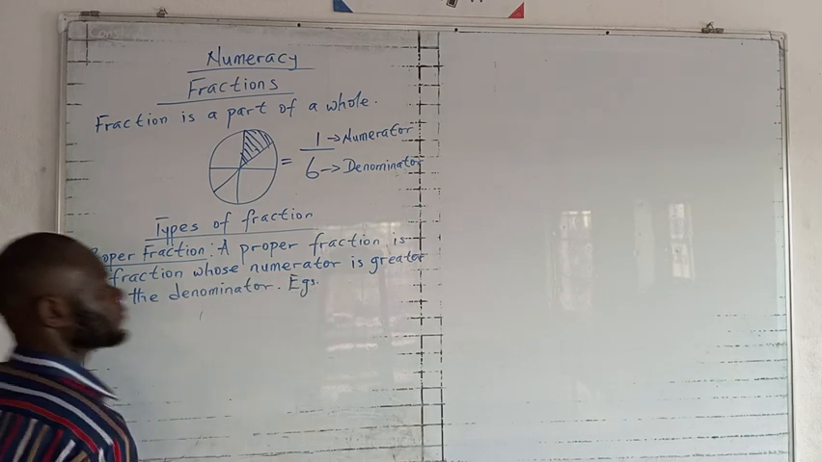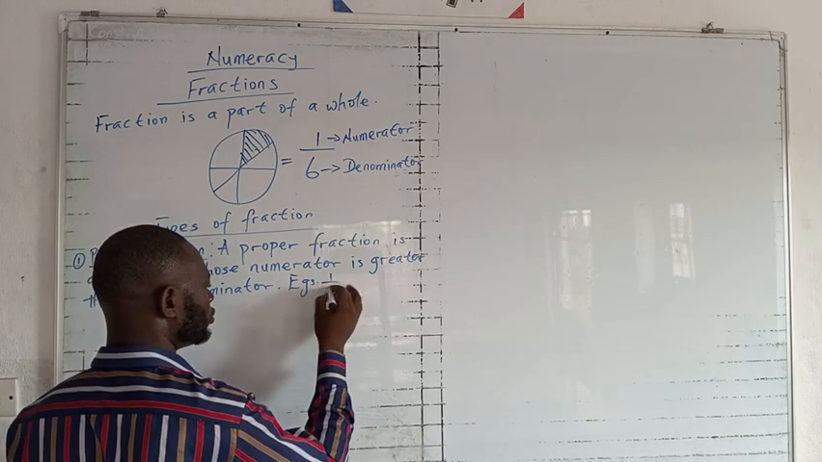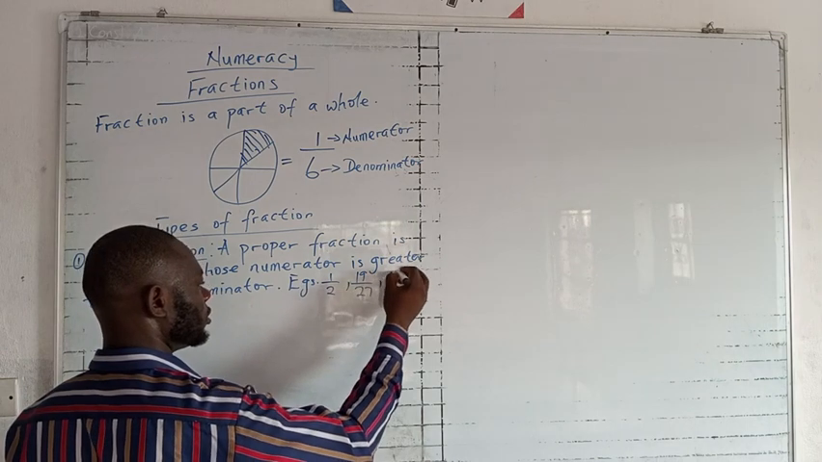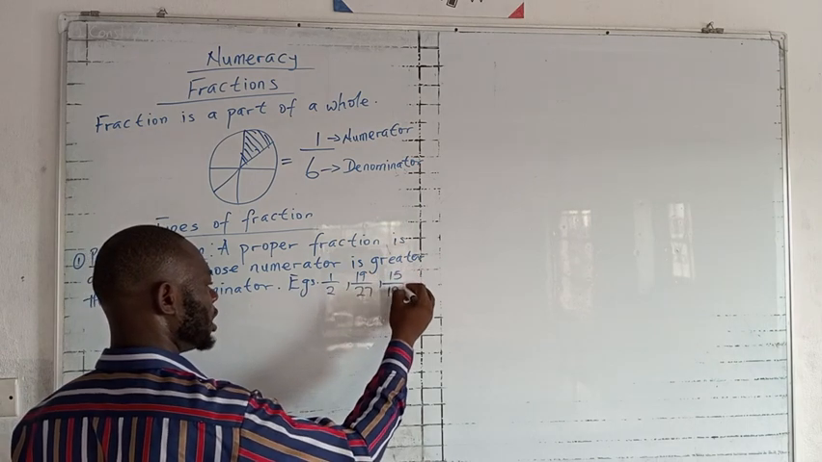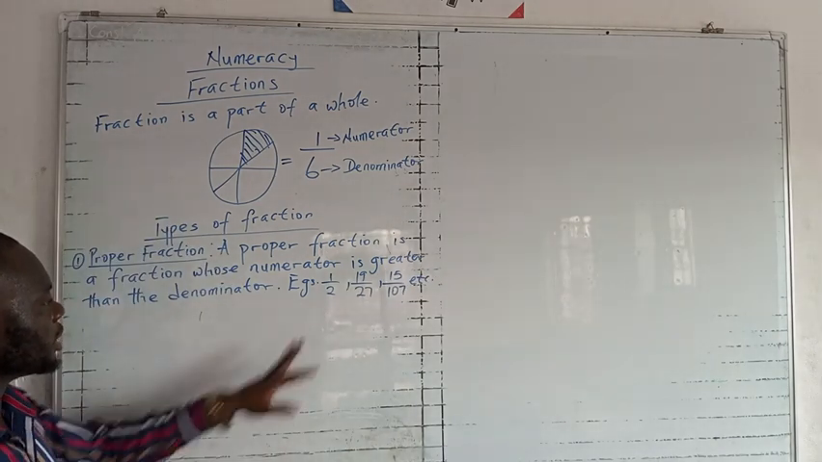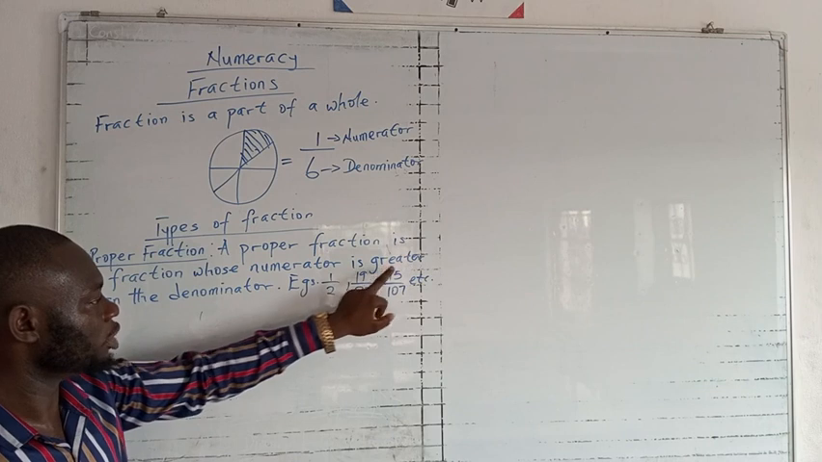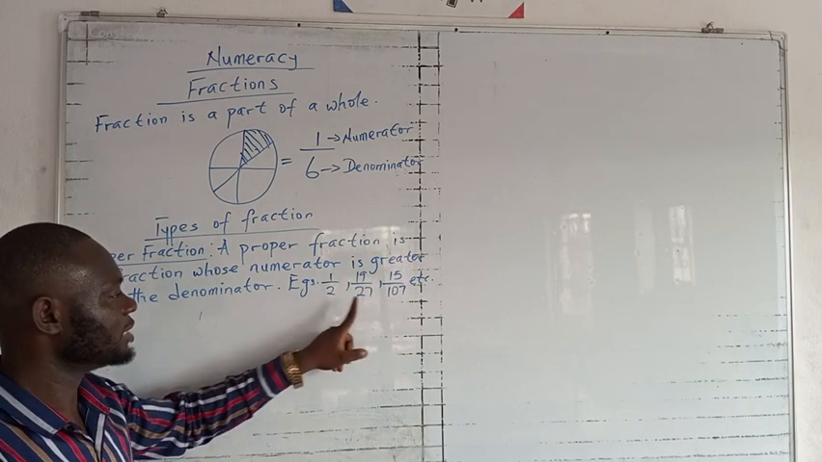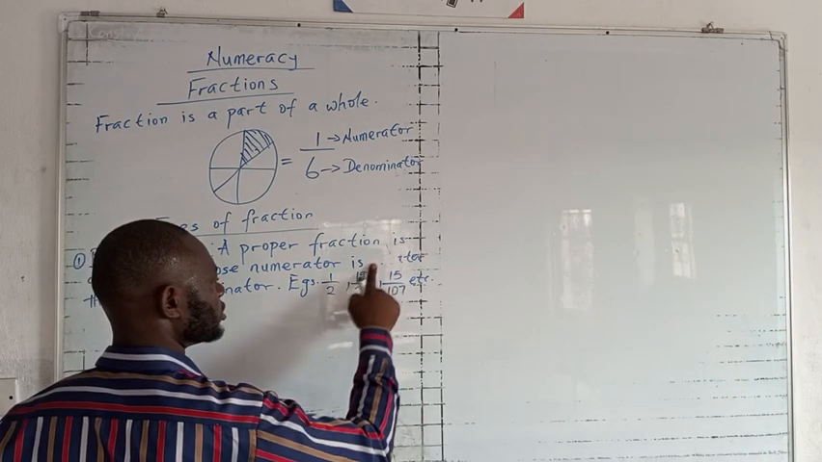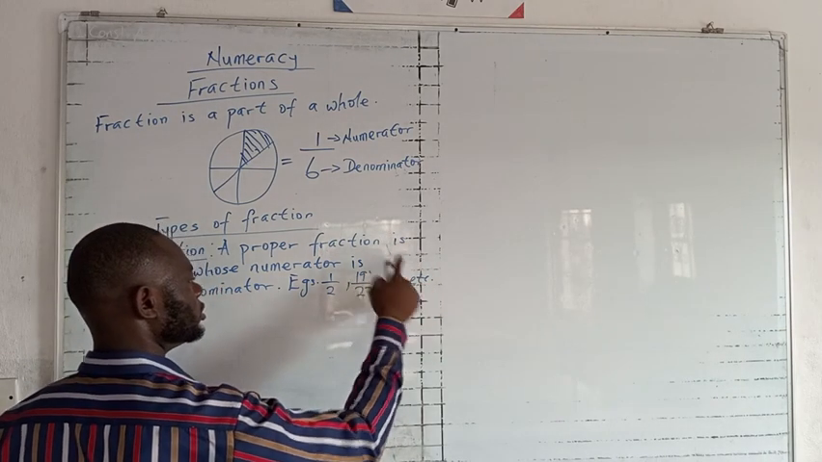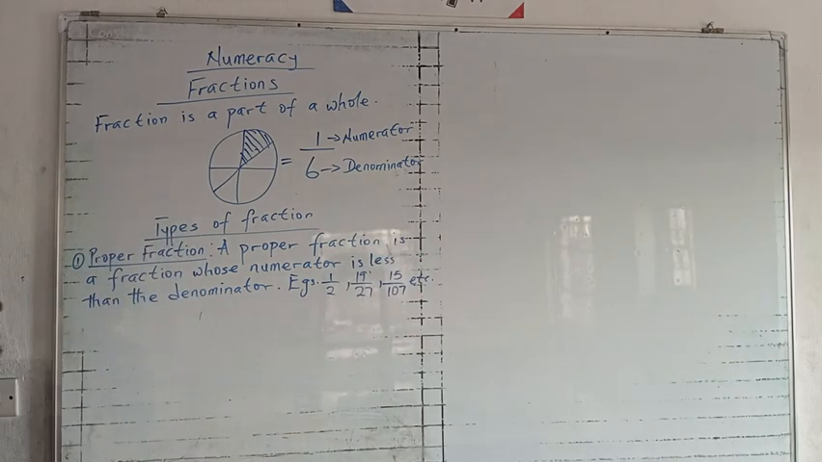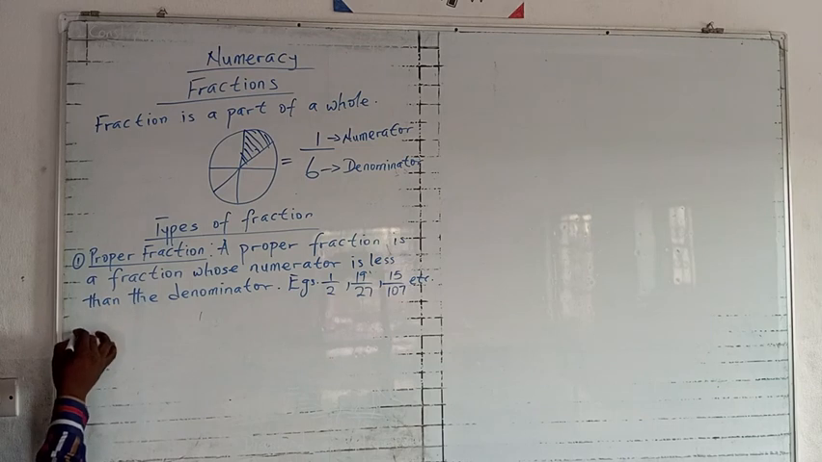Examples: we have 1 over 2, 19 over 27, 15 over 107, etc. Now, if you observe, you notice that in these examples, the numbers up, which are the numerators, are less than the number down. This numerator is less than the denominator.